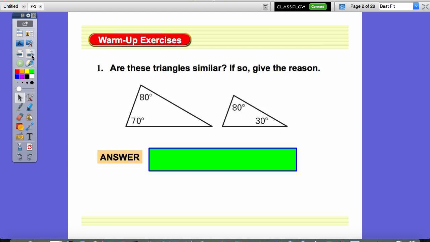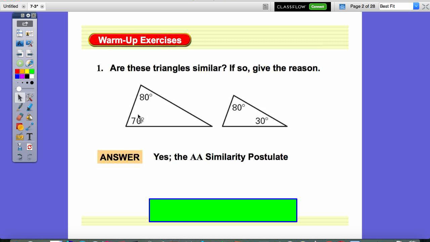So are these two triangles similar? Well, 80 plus 70 is 150. And so 150, this would have to be 30, would equal 180. So the same thing here, 80 plus 30 plus 70 would equal 180 degrees. So they are similar, and that is from the angle-angle similarity postulate.